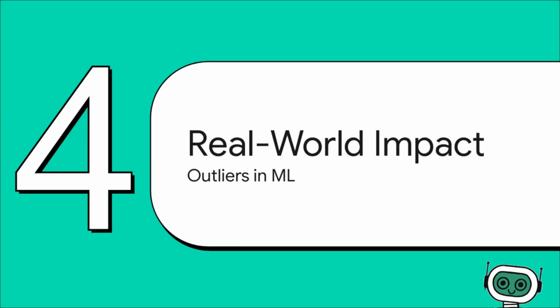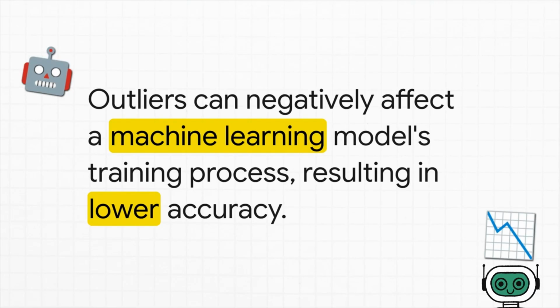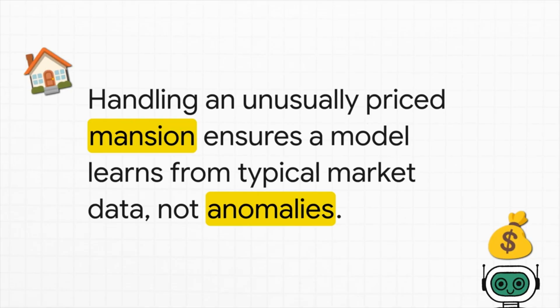Okay, that's all great in theory, but why does any of this actually matter when we're building machine learning models? Here's the bottom line. Outliers can seriously mess up your model during training. They pull its attention in the wrong direction, which leads to less accurate predictions and a model you can't really trust.